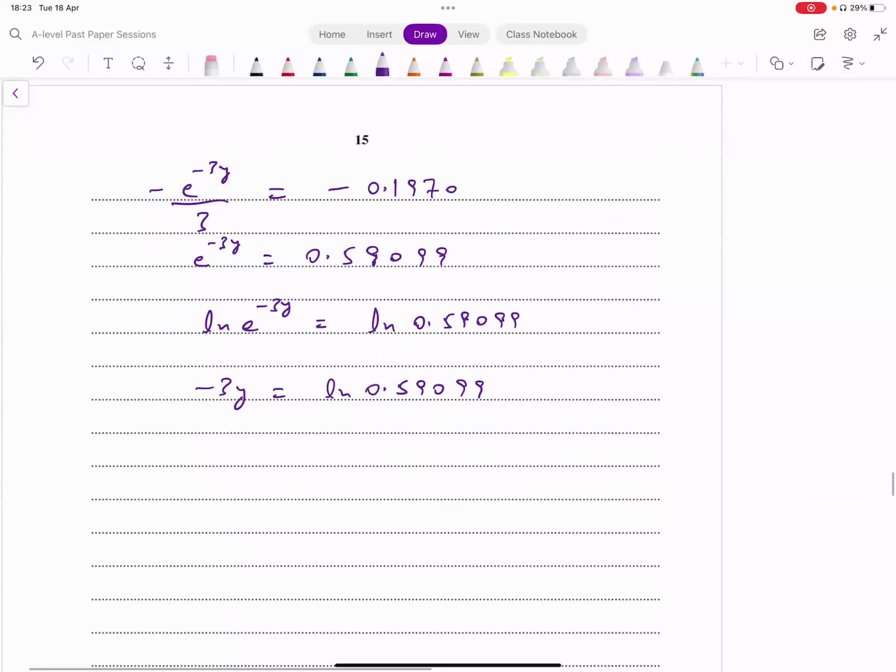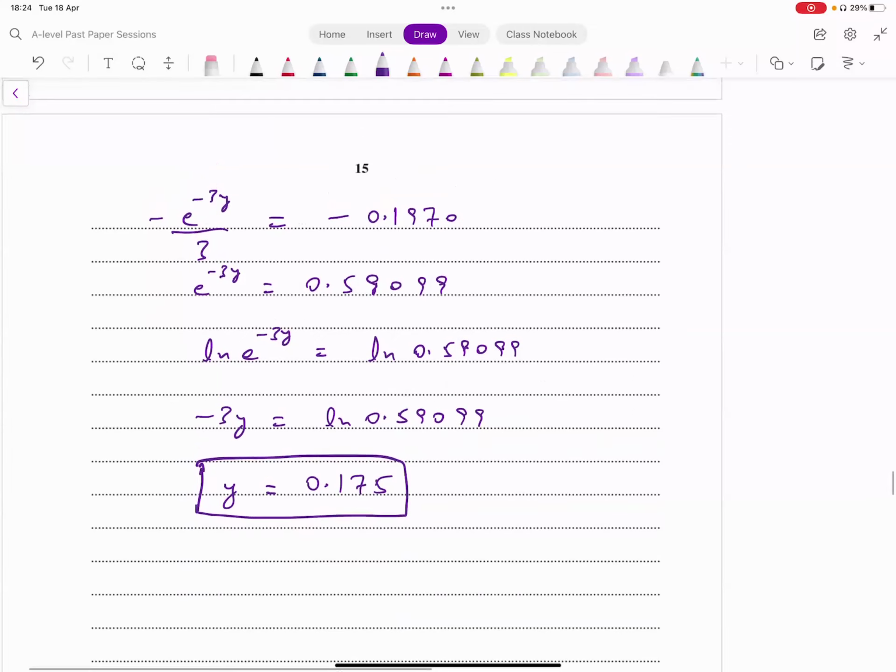Now divide by -3 and see what you get from that. Put it directly in the calculator. First make the answer you were getting positive. Take ln of that and divide that by -3, and that is giving me 0.175. That's the value of y that we were looking for.